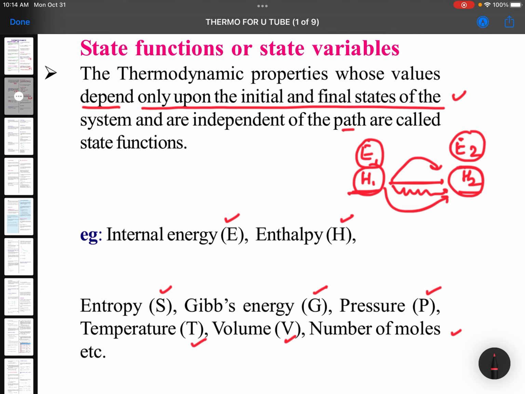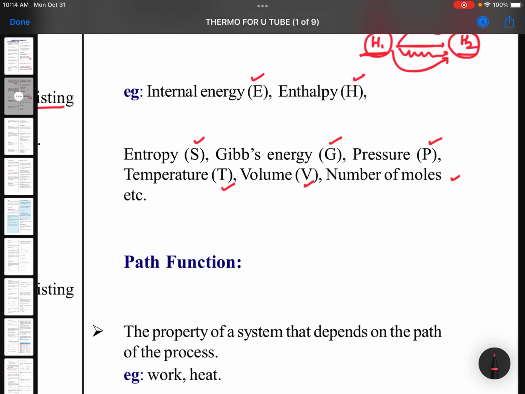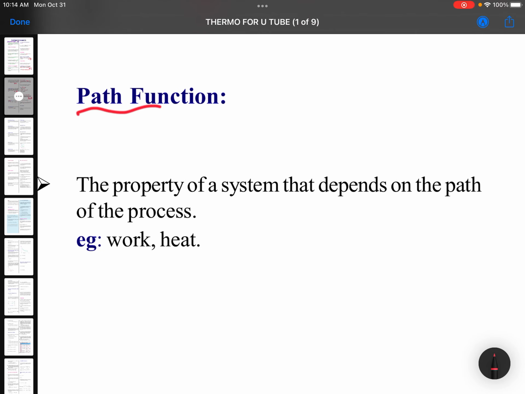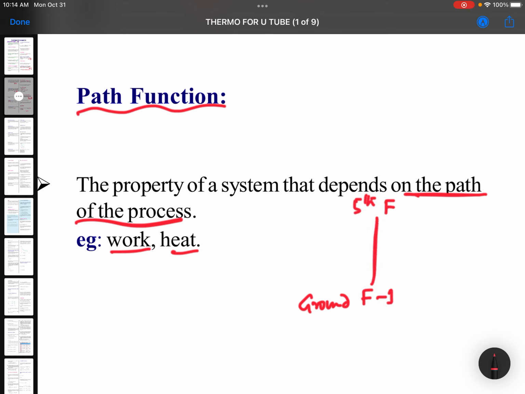So all these you can remember, except path functions, which means work and heat. Path functions are those which depend on the path. The best example is this: you are coming from ground level, floor 1, to the 5th or 6th floor. If you come by the steps, it will be different. If you come in the lift, it is different.